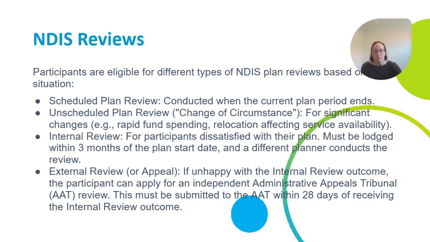Then we have an internal review. So if a participant receives their plan and they're not happy with the funding allocation, they can request an internal review. This must be lodged within 3 months of the NDIS plan start date, and it's not the original planner who conducts the review. It's a fresh set of eyes. There's also an external review, which is an appeal, and if the participant's not happy with the outcomes of the internal review request, they can apply to the AAT for an independent review. This request must be submitted to the AAT within 28 days of receiving the outcome from the internal review.